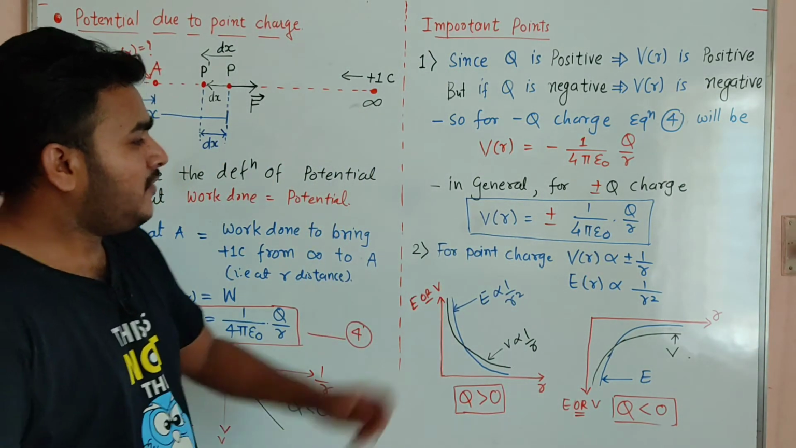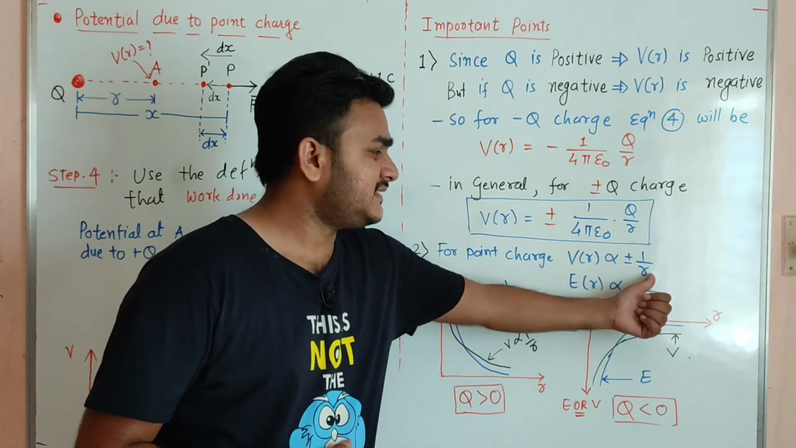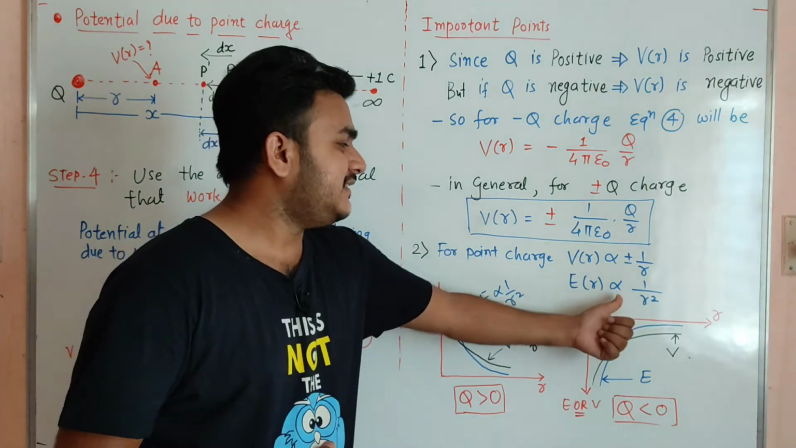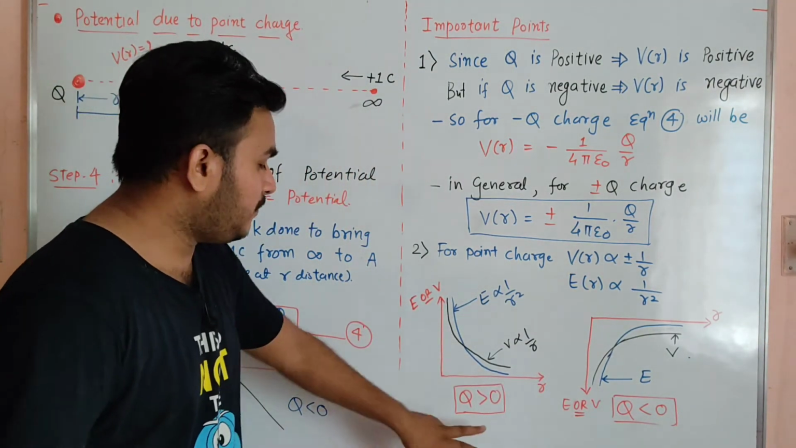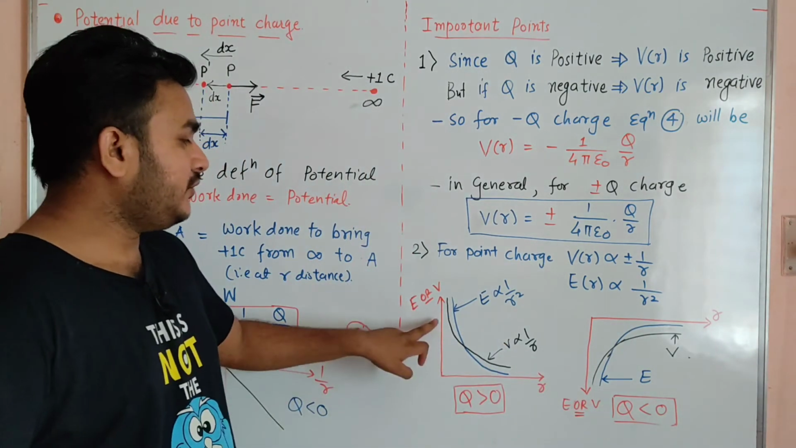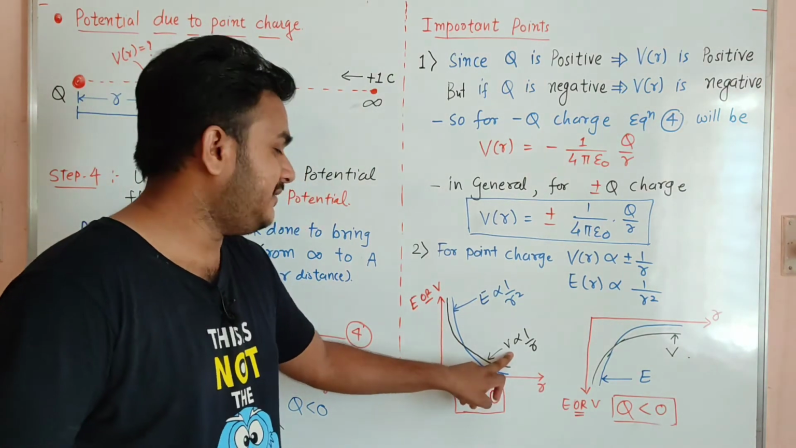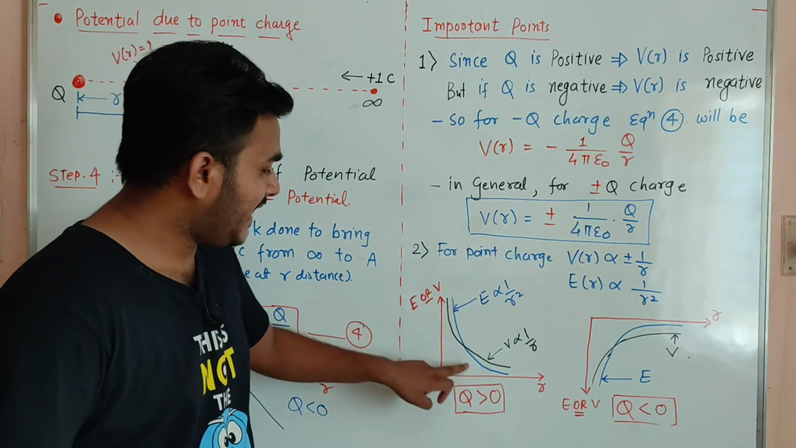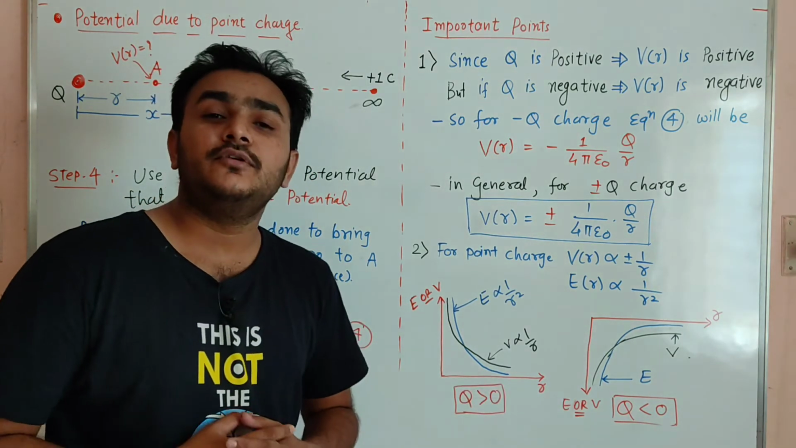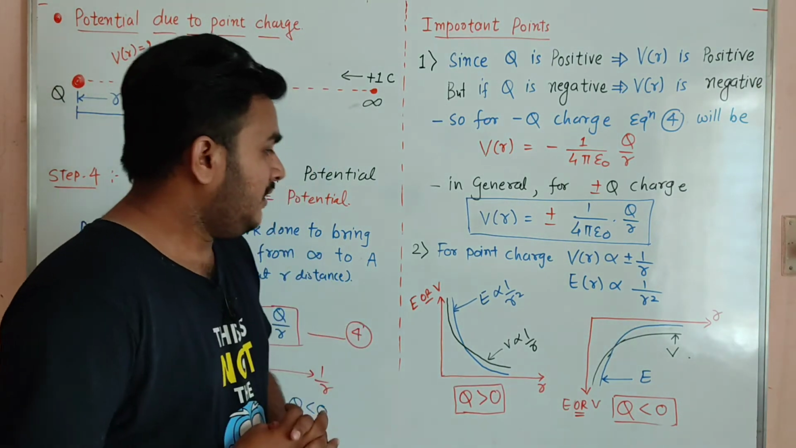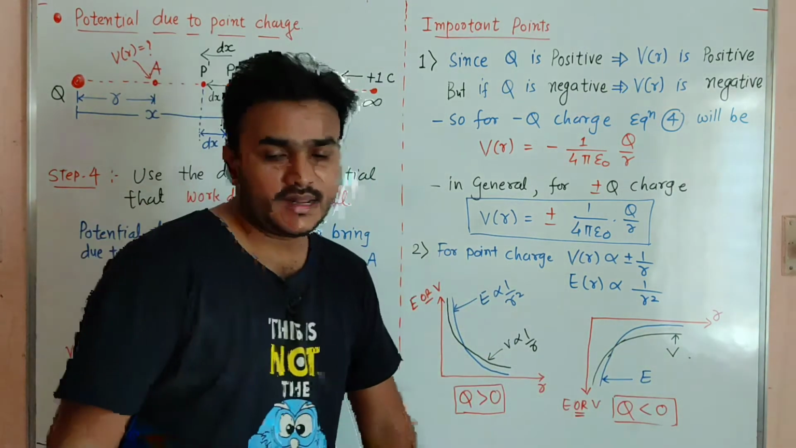Now the second point is that for a point charge, potential is inversely proportional to the distance and electric field is inversely proportional to the square of the distance. So if we draw the graphs for positive charge and negative charge showing the variation of electric field and potential at the same place, then the blue line will give you the value of electric field, whereas the black line will give you the value of the potential. For the negative charge, as you can see, the electric field and potential will be like this.